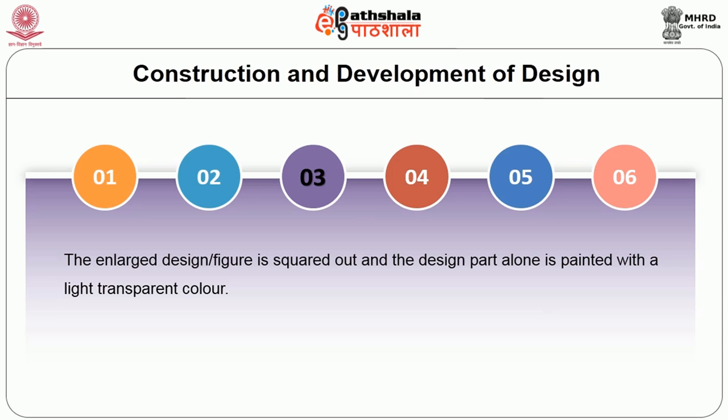And the third stage is that the enlarged design has to be squared out. Ends and picks are shown as rectangles, so you cannot have smooth curves. Smooth curves would be possible only if the set of the cloth is fine. So what is to be done? The figure which has been enlarged on a point paper or graph paper has to be squared out on the edges so that you have a clear definition of the figure on the point paper.